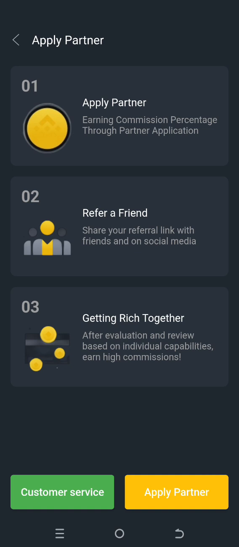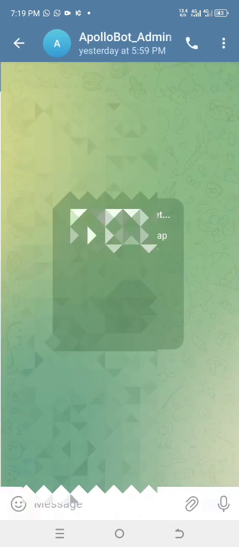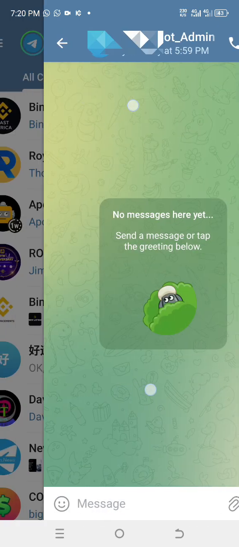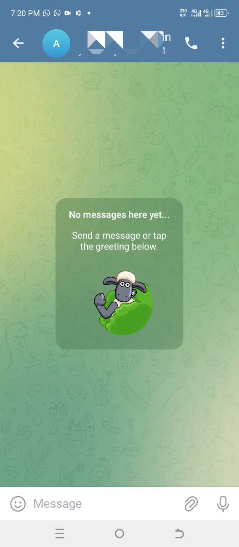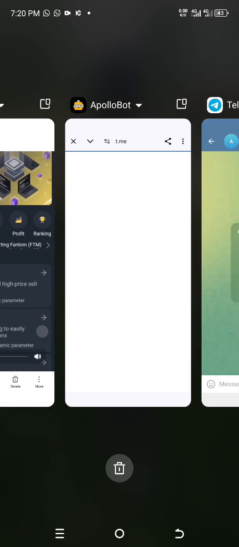Here it talks about the apply, the steps you're going to do so that you can do it. But of course, if you have customer service, you just tap here and it is going to take you to Telegram, and this is the best one. Now when it brings you here, just talk to this customer, give your referral ID and tell him to activate your referral commission for you, and it is going to be activated for you.